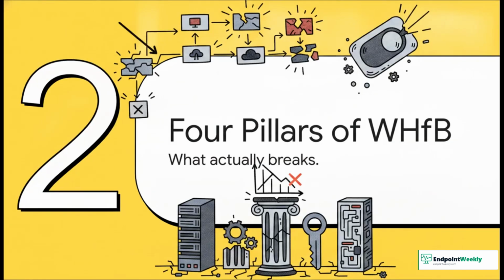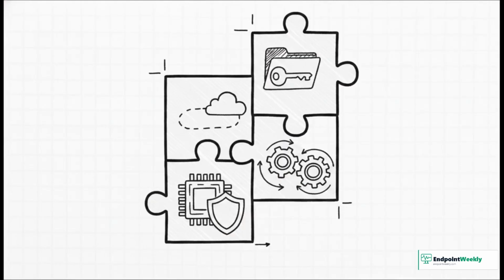Section 2, the 4 pillars of Windows Hello for Business. Basically, what actually breaks under the hood. To fix the root cause, we really need to understand the architecture first. You see, Windows Hello for Business isn't just a single switch you flip. It's a complex stack. It's kind of like a 4-legged stool. If any one leg breaks, the whole thing just falls over.